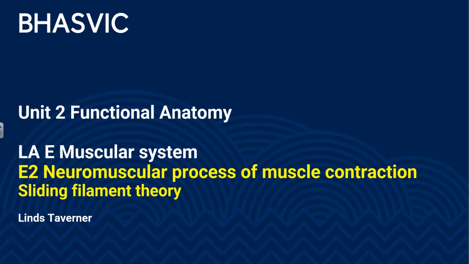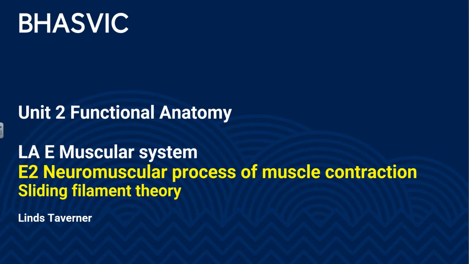Hello, this is a video for functional anatomy and we are looking at topics in the muscular system. So this is the second of two videos looking at the neuromuscular process of muscle contraction, how our nerves and muscles work together to make muscles contract. The first video looked at more the nervous side of things, how we send an action potential along a neuron to innervate a muscle fibre.